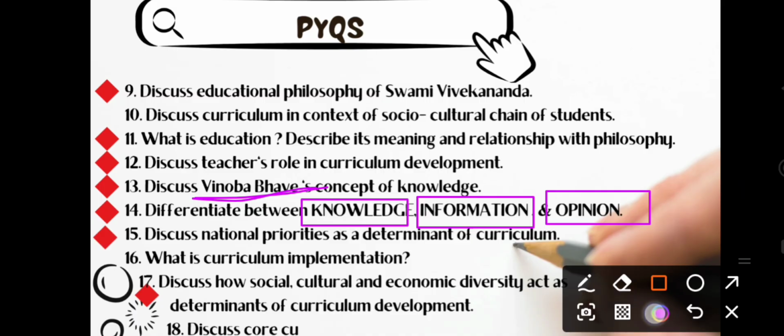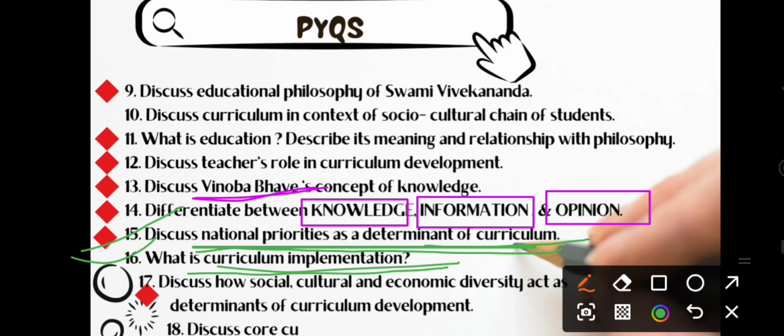Okay. Moving toward the next question, question number 15, that is discuss national priorities as determinants of curriculum. So there are many determinants of curriculum, but here we have to explain national priorities. Okay. Question number 16, what is curriculum implementation. So basically we have to explain curriculum and its implementation in regards to schools, colleges, universities.